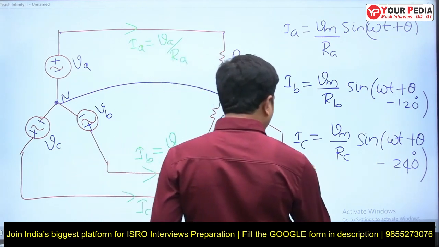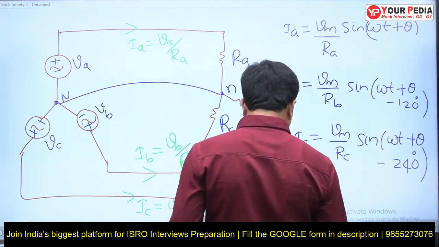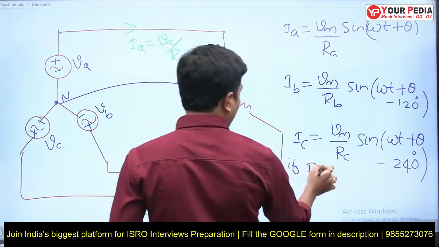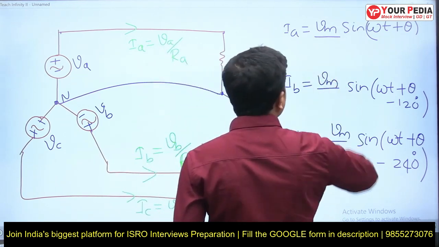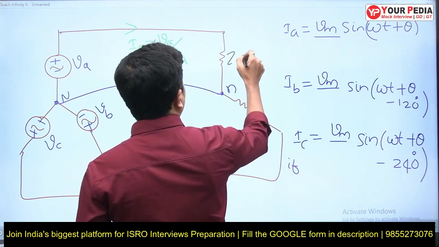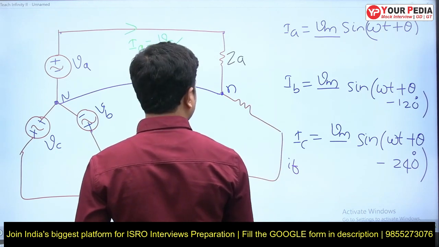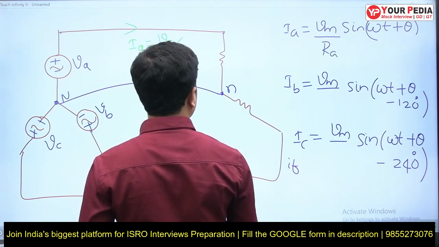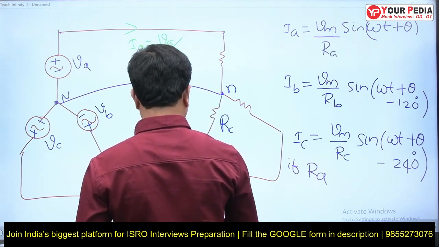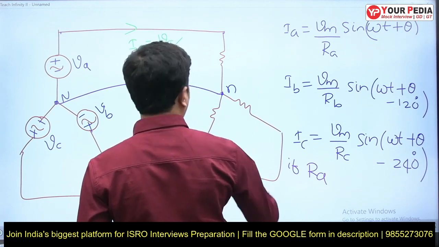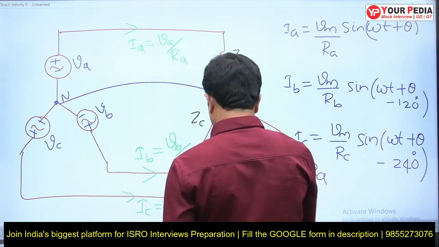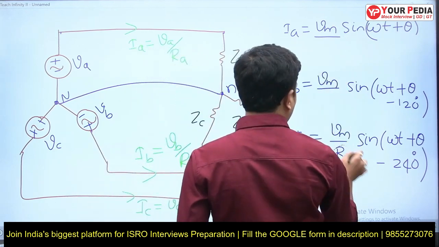Now instead of R, let me take it as Z, something I have to discuss here. Let me take it as Z, that is better, ZA. Though the symbol I am representing is a resistance symbol, it is ZA. Some connection is missing here. So this is ZA, this is ZB, this is ZC.